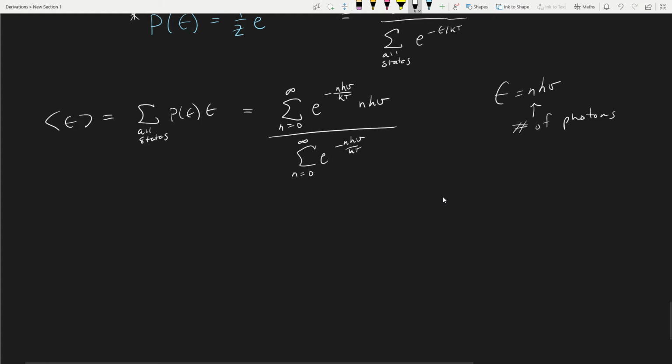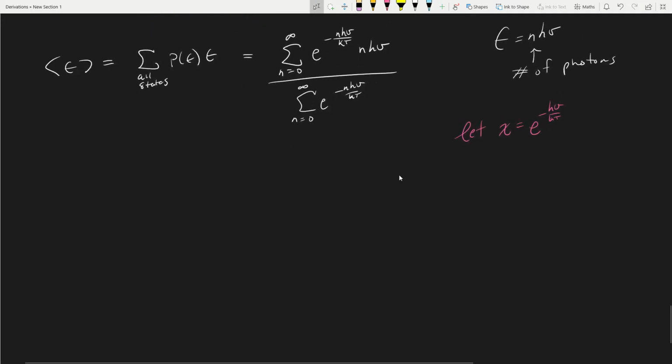Okay, so we're going to need a mathematical tool here to help us. We're going to say let x equal e to the negative hν over kT. Now I didn't come up with this, but there are a lot of mathematical tricks, I'll call them, in this derivation that are extraordinarily clever, and they let us get a result here that we can understand.